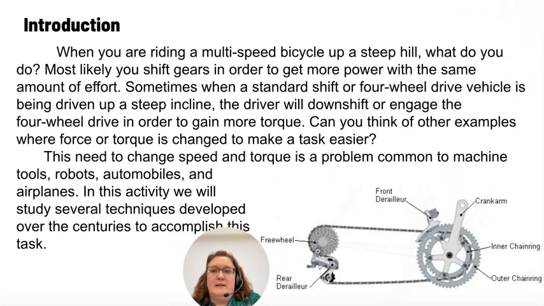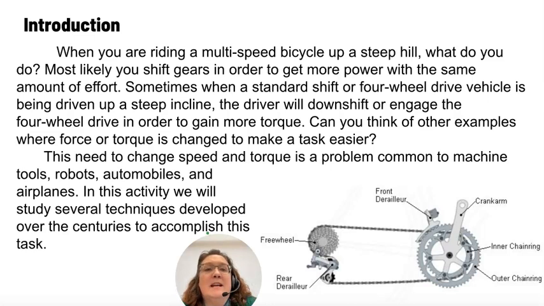So, when you're riding a multi-speed bicycle, this might be a better example for many of you. When you're riding a bicycle up a hill, what do you probably do? You probably shift gears in order to get more power with the same amount of effort. Sometimes when a vehicle's going up a super steep hill, it'll do something similar called downshifting, or they'll engage the four-wheel drive in order for the vehicle to have more torque to be able to get up that very steep hill.